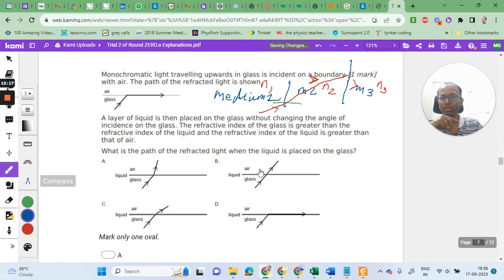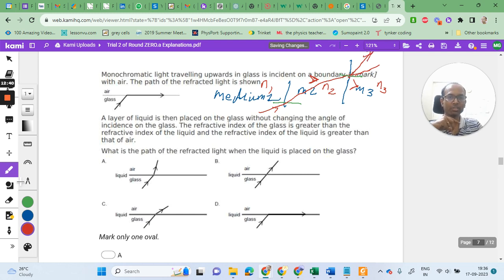Now the new normal here is at this point of incidence, and now again the refractive index is less than the previous, so it will again bend away from the normal. So with respect to the original direction, it will bend away from the normal even more. So like this.